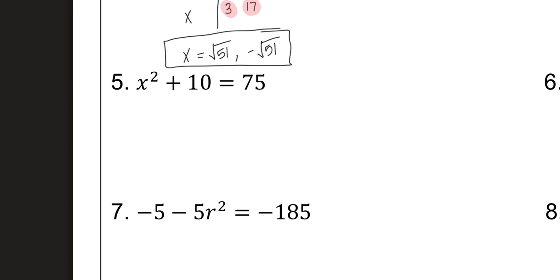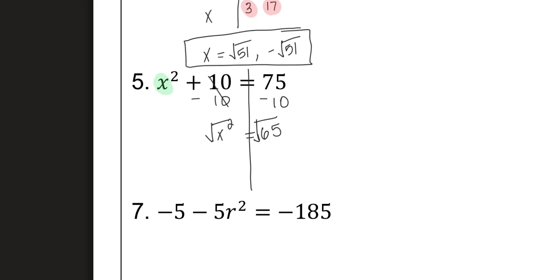Number 5, the only thing that's being squared is x. So we can first get rid of the 10 by subtracting 10 to both sides. And we have x squared equals 65. And then we can take the square root. 65 does not have a nice number when you square root it. We get a decimal. So we have to simplify it.